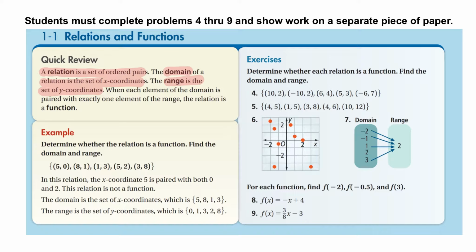In this relation, we have (5, 0), (8, 1), (1, 3), (5, 2), and (3, 8). You notice that the x coordinate 5 is paired with both 0 and 2. The relation is not a function. The domain is a set of x coordinates, which is 5, 8, 1, and 3. And then the range is a set of y coordinates: 0, 1, 2, 3, and 8.